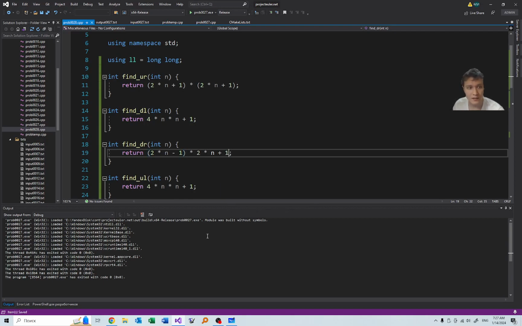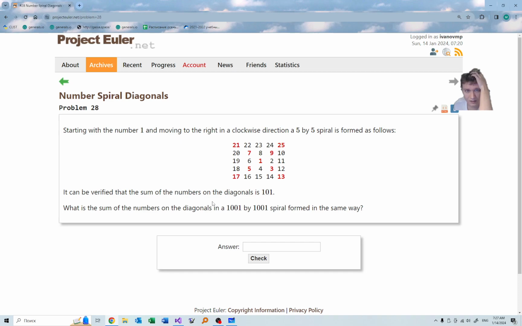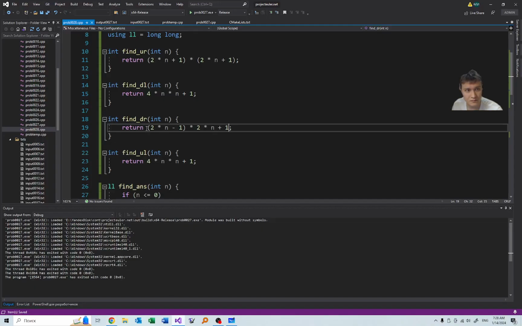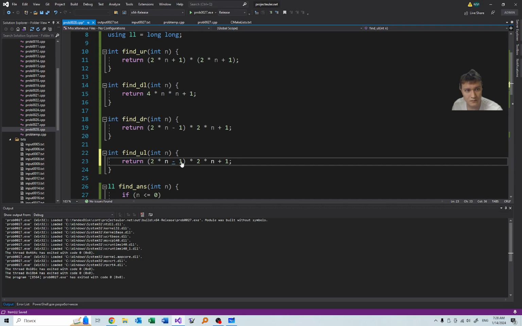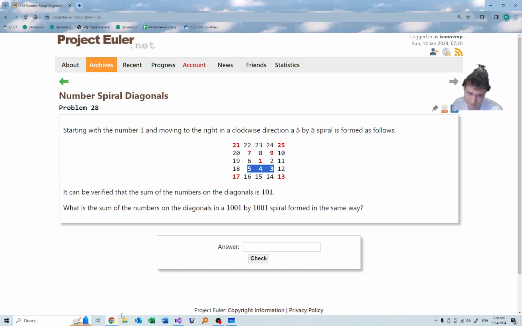N plus 1. And finally, upper left, it can be also found, and it is the size of this rectangle plus 1. Okay, what is the size of this rectangle? This rectangle by x-axis is simply 2n plus 1, and by y-axis it is 2n.